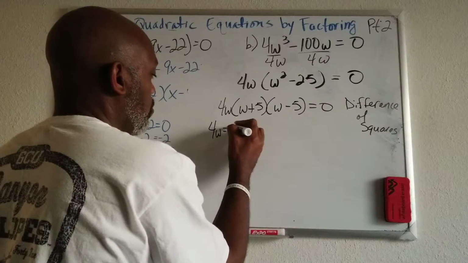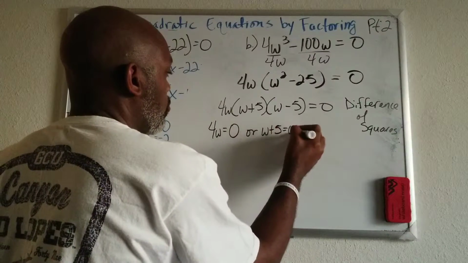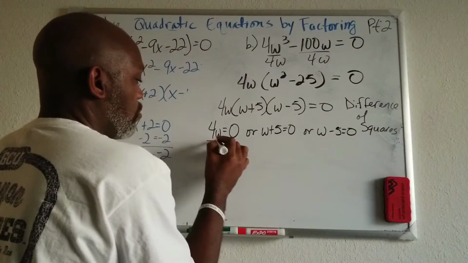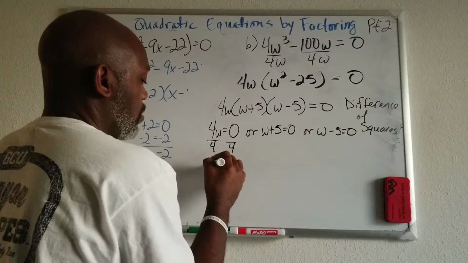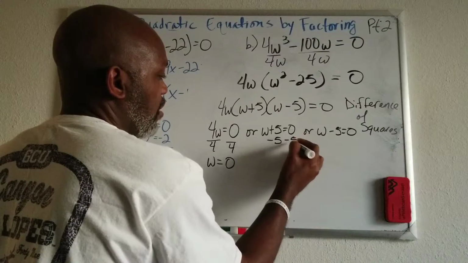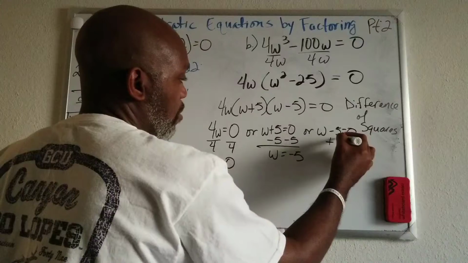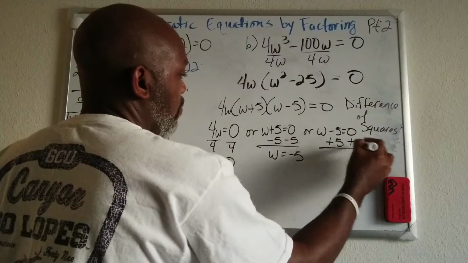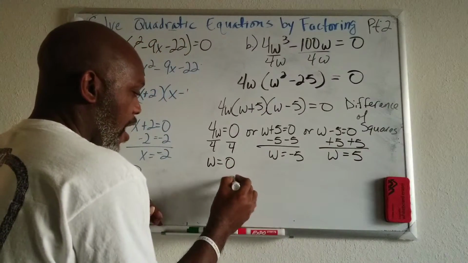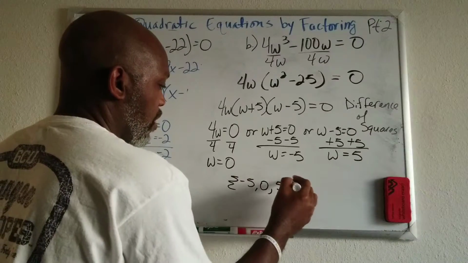All right, so now we have three problems. 4w equals 0, or w plus 5 equals 0, or w minus 5 equals 0. We're going to divide both sides by 4. W equals 0. We subtract 5 from both sides. W equals negative 5. Add 5 to both sides. W equals 5. So our answers could be negative 5, 0, 5.